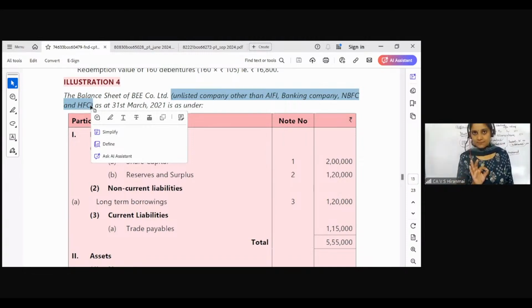It means that this particular company, B company, which is unlisted, is supposed to create a DRR, a debenture redemption reserve. So whatever questions we are going to see, we will create a DRR. We will create a debenture redemption reserve investment account also. The companies given to you in the brackets need not create it. That is why they specify that apart from these companies, you have to do that. So that is why this is coming into the picture.